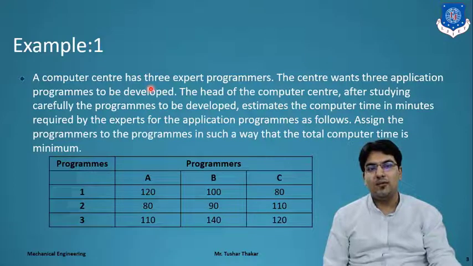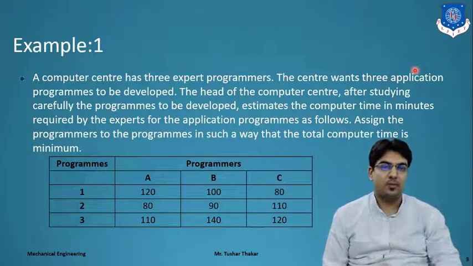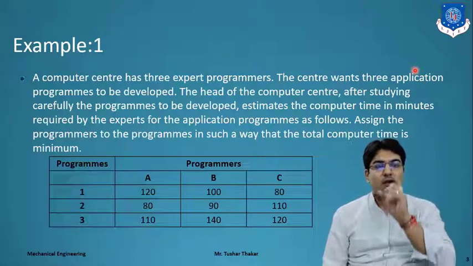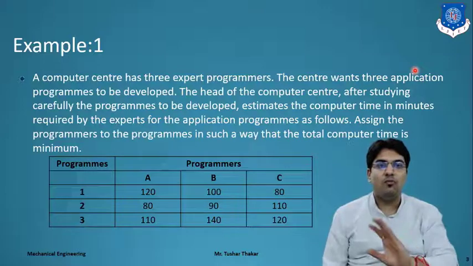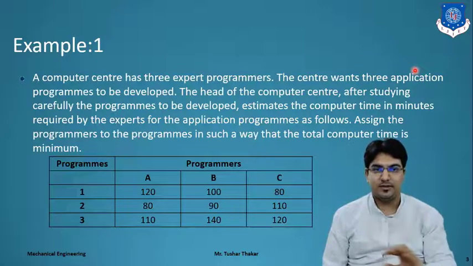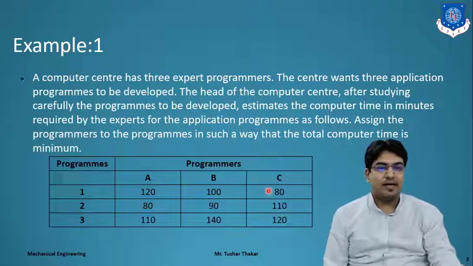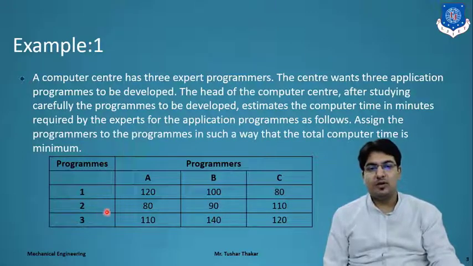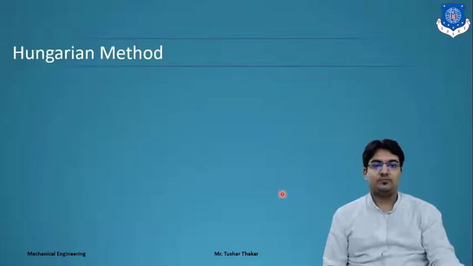So here only one programmer develops only one application. That is the assignment problem. Means we have to assign one work to only one person. We never give different works to one person. So for that, what do we have to do? Here one table is given. Programmers A, B and C are there. Programs 1, 2 and 3 are there. Different values are given over here.